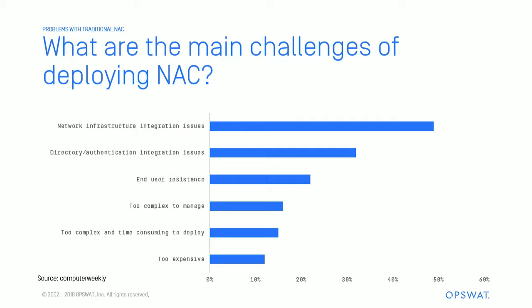Just to demonstrate some of these things, here you see a survey by Computer Weekly showing some of the main challenges of deploying NAC. Number one, network infrastructure integration issues, experienced by over half of the participants. On top of that, and related to it, directory and authentication integration issues, another 30+%. You've got end-user resistance, which is, of course, related to user experience. These things are complex to manage, to maintain, and at the end of the day, very expensive.